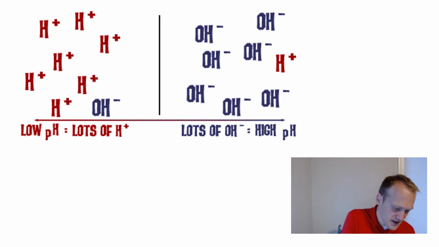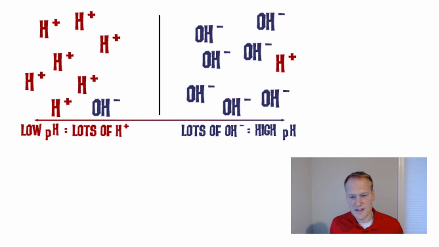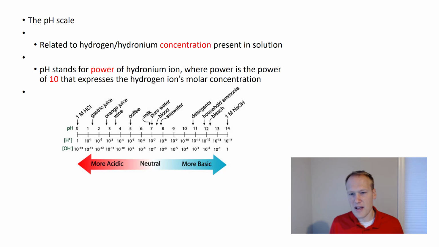So you can see here to the left, this would be a very low pH. We only have one OH negative ion, but mostly H plus. And this one would be very high pH or very basic because we have lots of OH negative ions and very few H plus. Let's take a few minutes to talk about the pH scale.